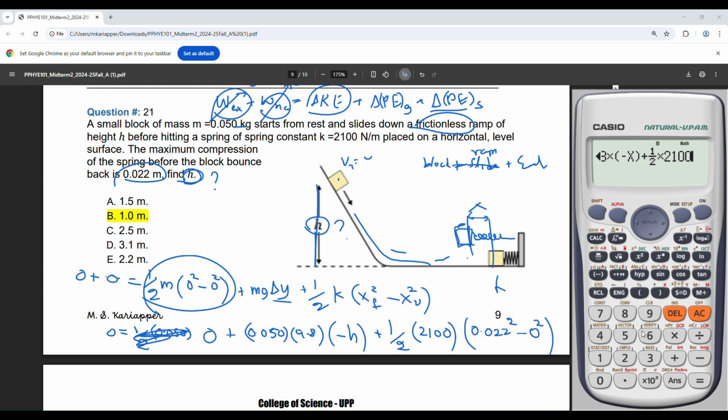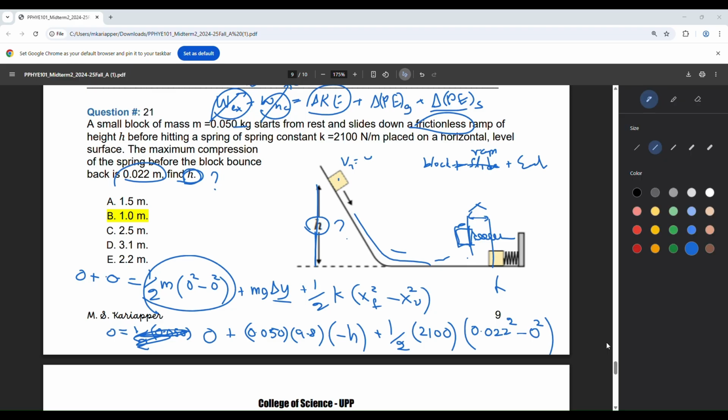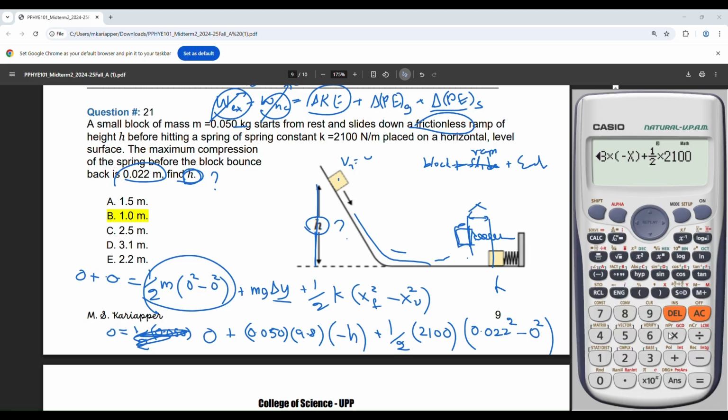Multiply 2100. It's good to use this, it will save time and you will be less likely to make mistakes, provided you practice it on your own and you are confident you know how to use the calculator. It's a good skill that you should learn, so please don't do it just before the exam. Just practice, doing questions using this calculator in the equation solving mode. Multiply 0.022 squared. I don't need the bracket because the other one is 0, so I will just put 0.022 squared. I just took a shortcut there. I hope you understand that. Right, now I can solve it.